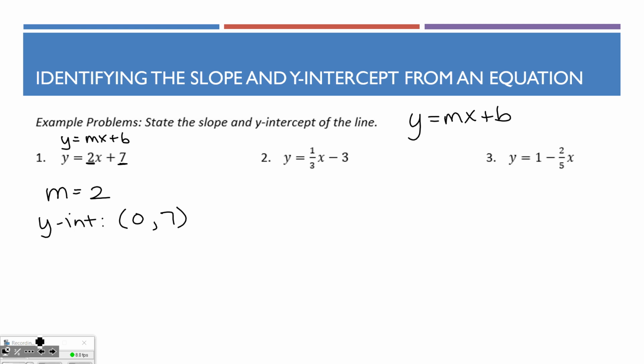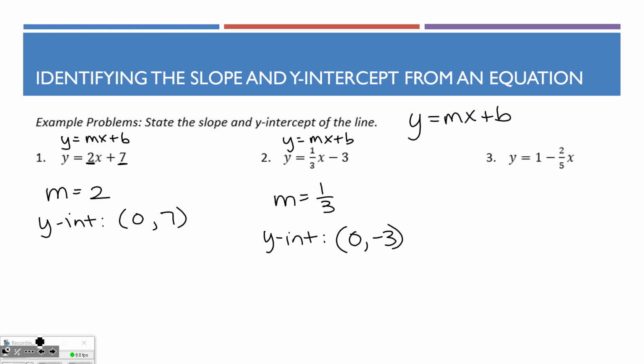All right, so number 2, again, think about matching this equation up to y equals mx plus b. What's in place of the m, or in other words, what's the coefficient of x? It's 1/3. So my slope in this case is 1/3. And then the b value here is going to be negative 3. So my y-intercept is going to be the point (0, -3). Remember, we always have to write our y-intercept as a point (0, b).